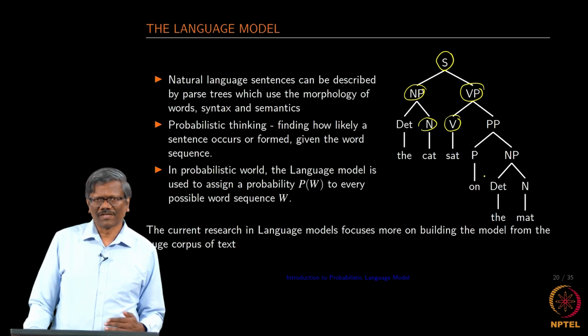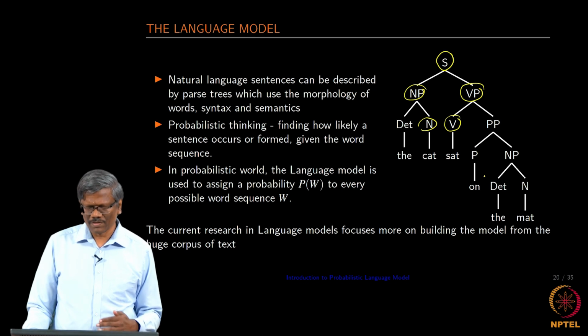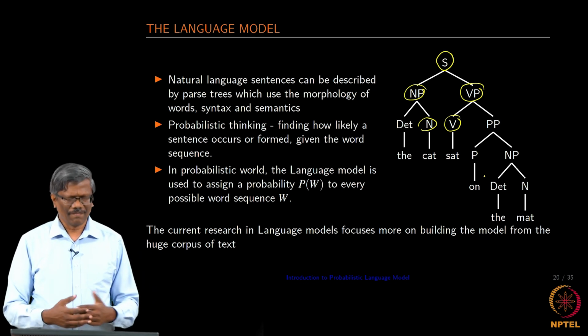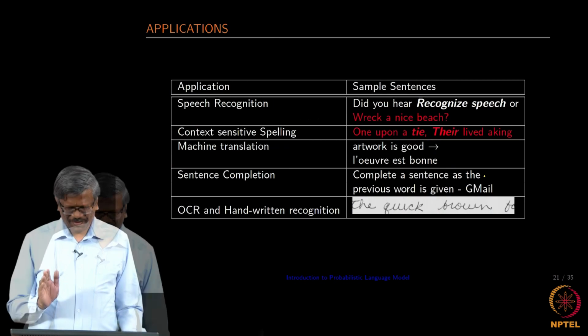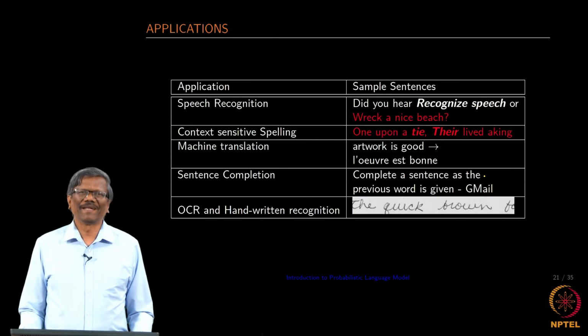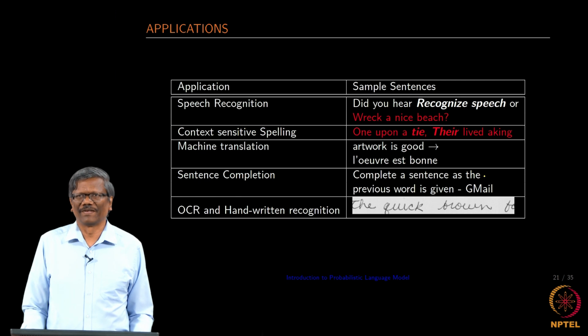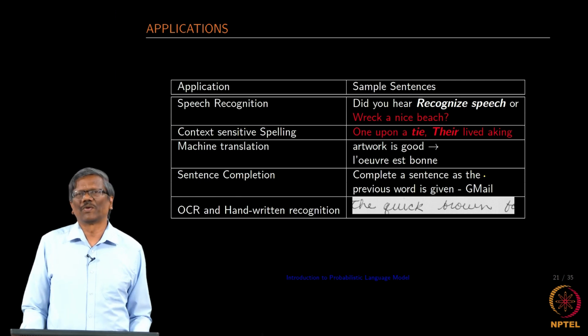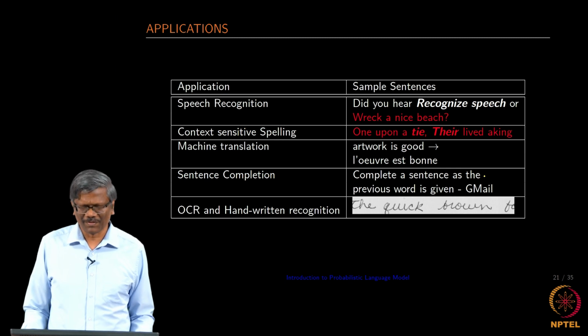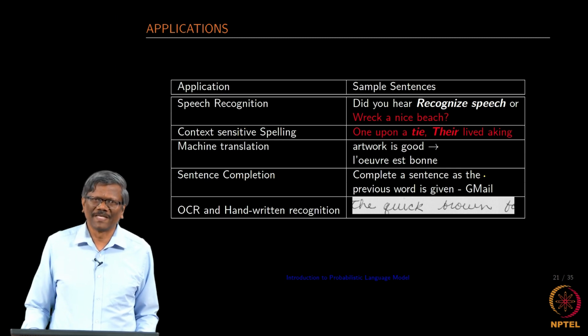Most of the computational linguistics right now focuses on building the model from a huge corpus of text. So, we are going to be building applications based on what we have learned. What are the different applications where we can utilize the knowledge that we have gained so far? One is speech recognition.